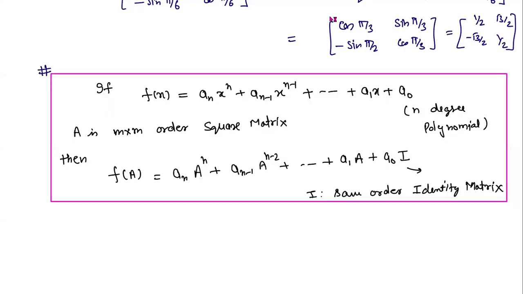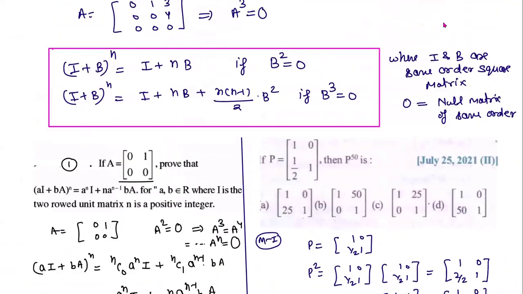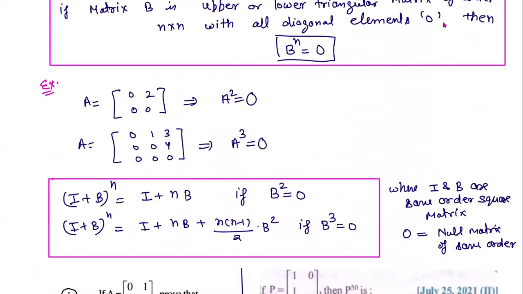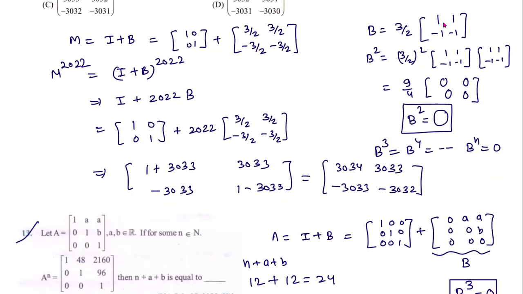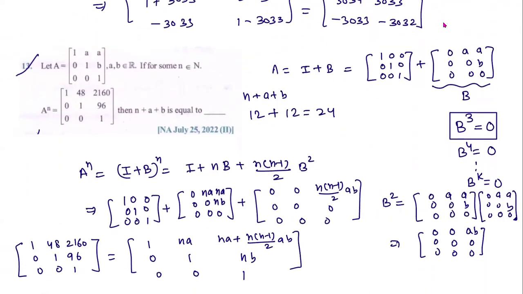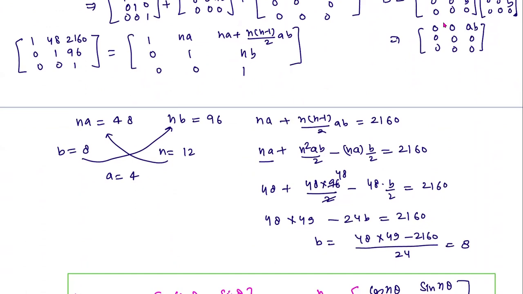So in today's class we learned how to find A power n by using these two methods. Now in the next class we will solve some questions where we use transpose also. So next class we will cover transpose, trace, and symmetric and skew symmetric matrices, and some questions including all these previous concepts. After that class, I will share one assignment that you need to attempt, and next class I will discuss that also. Thank you.